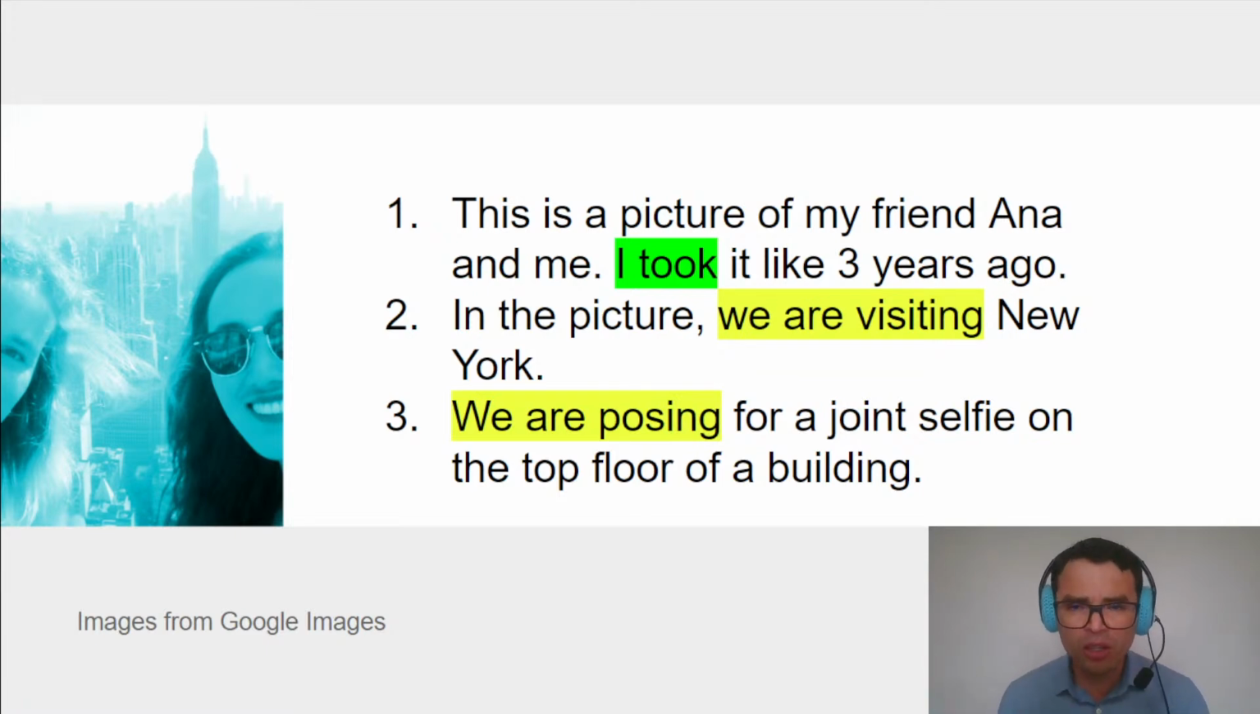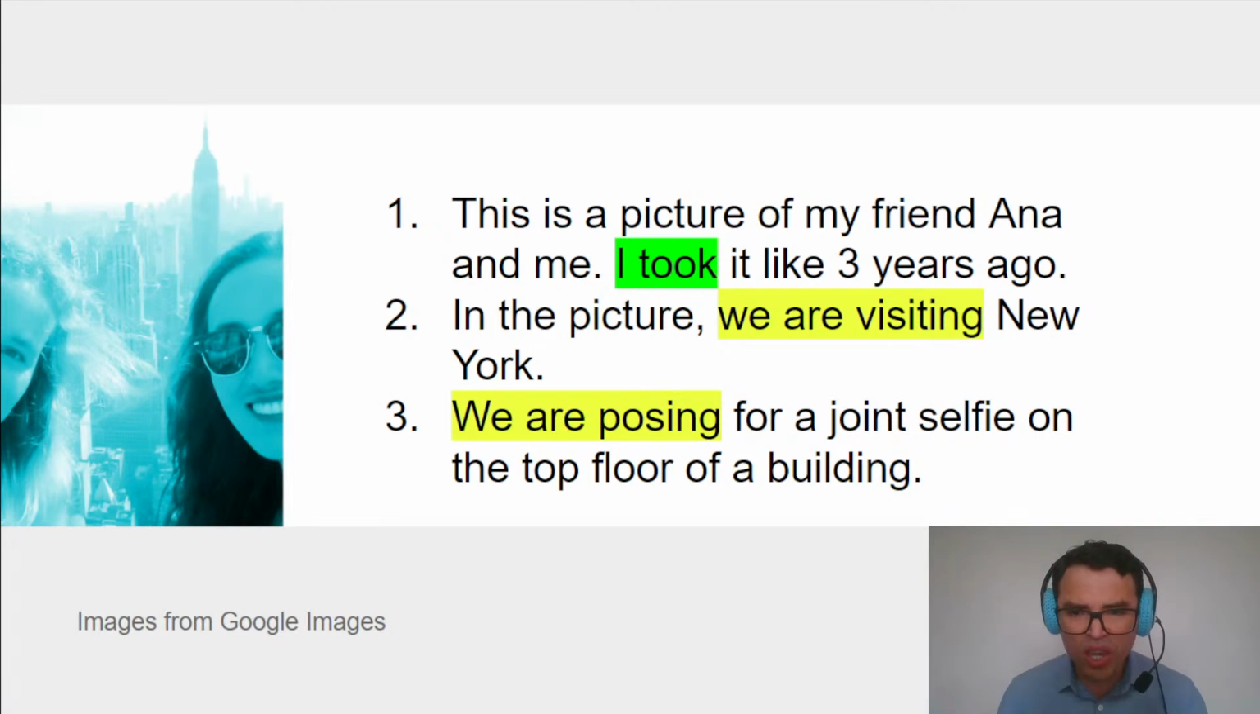Number 2, in the picture, we are visiting New York. So what are they doing? They say we are visiting. That is the present continuous to talk about things happening now. How many ingredients does it have? It has 3 ingredients, so to speak. It has the subject we, it has the verb to be are, and it has a verb in ing, visiting. We are visiting. All right. Now number 3.